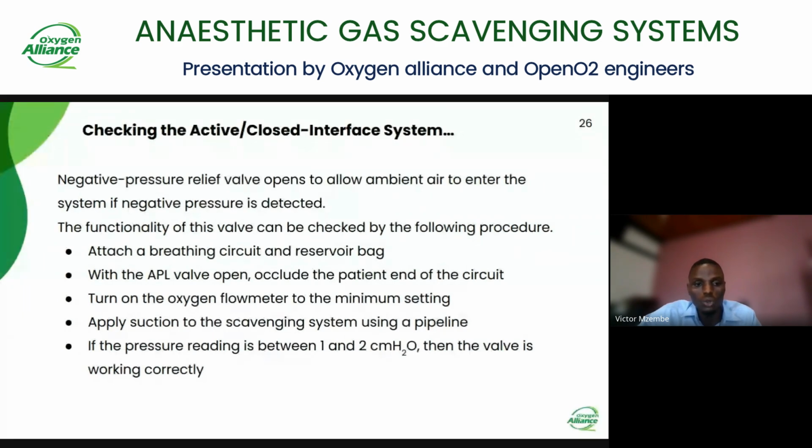Firstly, you attach a breathing circuit and a collection bag. With the APL valve open, you occlude the patient end of the circuit. Then you turn on the oxygen flow meter to the minimum setting. And after that, you apply suction to the scavenging system using a pipeline. If the pressure reading on the manometer of the machine is between 1 and 2 centimeters of water, then the valve is working correctly. If you get readings that are out of that range, it might mean that the valve has a problem.